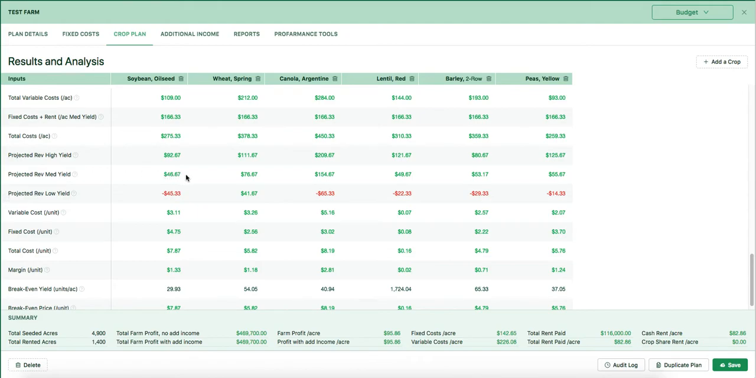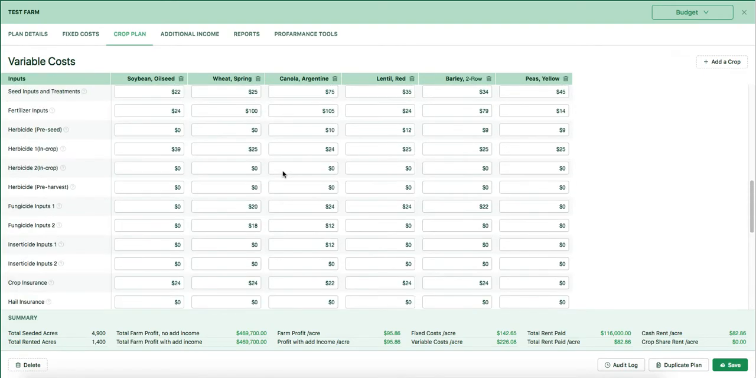When you get down here in the medium yield, you can see the soybeans would be $46, spring wheat about $76, $150 for canola, $50 for the lentils, $50 for the 2-row, and $50 for peas. It's a bit of an interesting mix. And a loss at the low yield in just about all of them but one. So look at this. Let's put it in the wheat and see what he could pay for a 640.